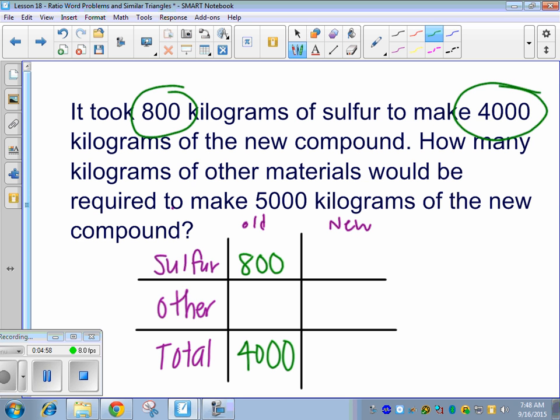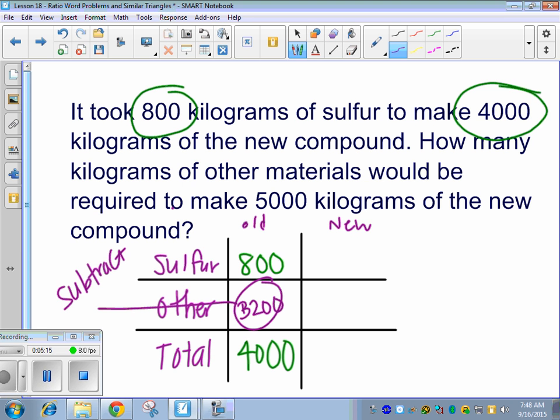How can we find other, though? How much other? Yes, that's really important. You have to subtract, okay, in order to find that middle box there. So if there's 800 of sulfur, there has to be how much here?